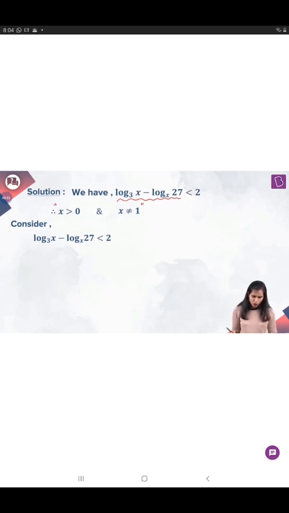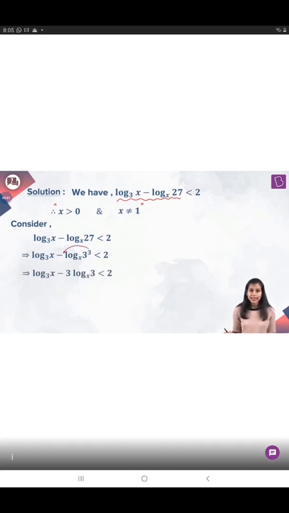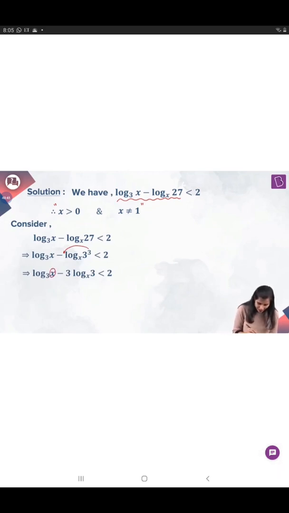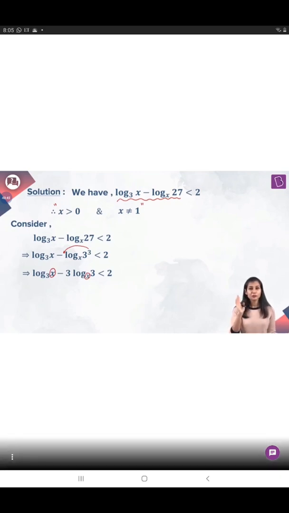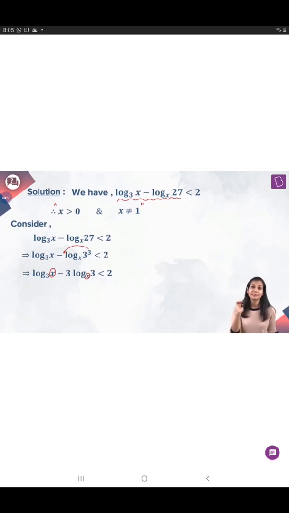Cool, not a problem. Now log 27, first of all, I'm desperately waiting to write it as 3 cube. The moment I do that, I know this 3 will jump ahead and come over here. Okay, this is what I get. And now the situation is that here I have x in the input and here I have the same x in the base. Now I'm sure you would agree with me that x in the input is a much better situation than x in the base. Yes, you agree, right? So somehow I'll try to get rid of this x in the base.